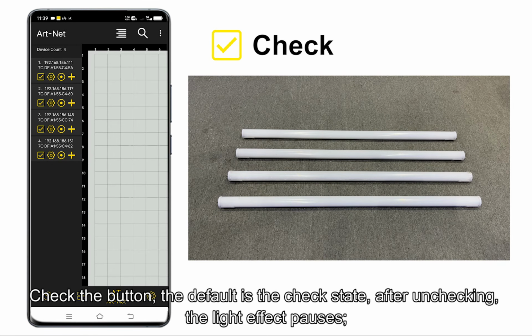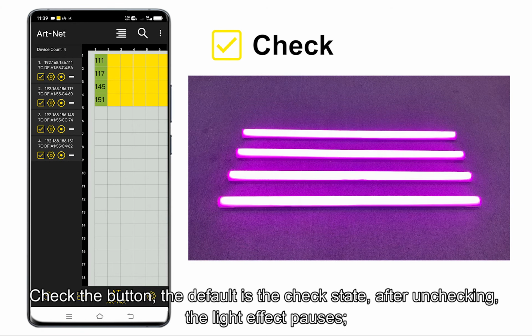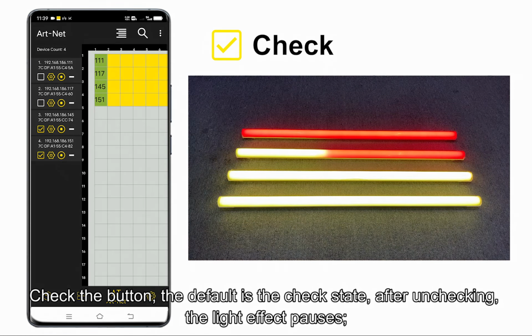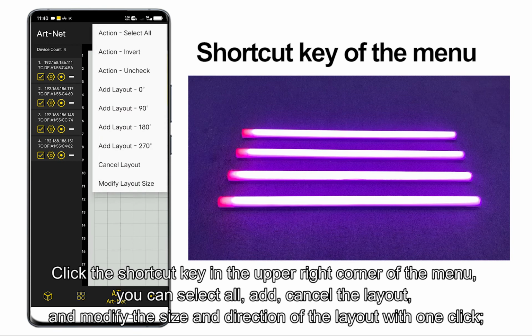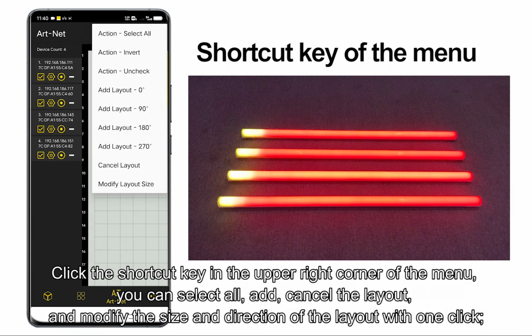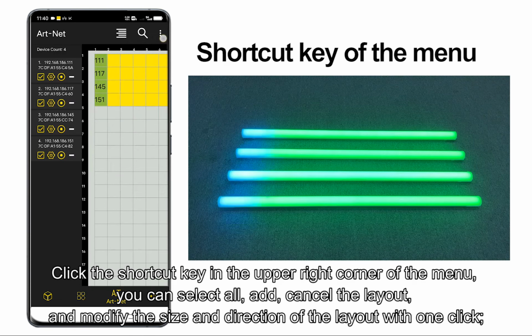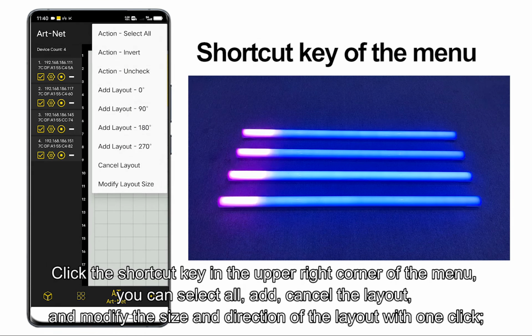Check the button. The default is the checked state. After unchecking, the light effect pauses. Click the shortcut key in the upper right corner of the menu. You can select all, add, cancel the layout, and modify the size and direction of the layout with one click.